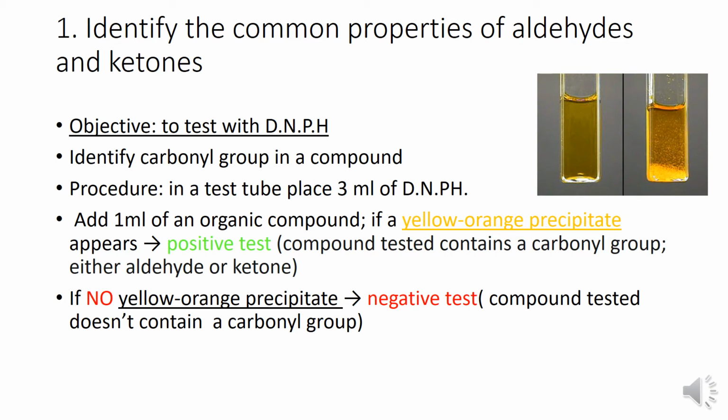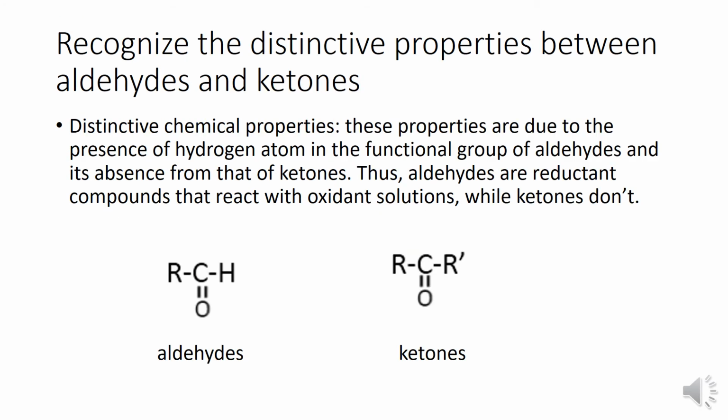So as you see here, we have three reactions. Let's remember them together. The first one is catalytic hydrogenation. The second is the test with sodium hydrogen sulfide, and the third is the test with DNPH. Now let's move to the second objective: recognize the distinctive properties between aldehydes and ketones.